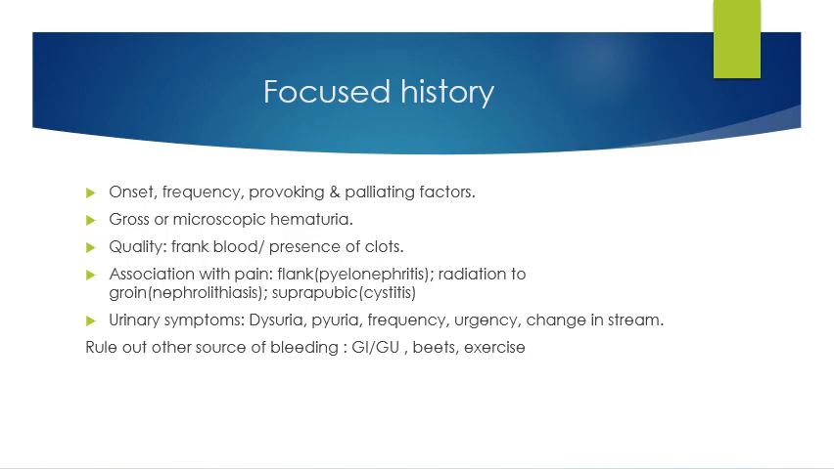Ask for the urinary symptoms like dysuria, increased frequency, urgency, change in the stream, like has the stream become weak or dribbling. Always rule out any other cause of bleeding, like has the patient started any vigorous exercise recently or does their diet include any food dyes or beetroot or any other.